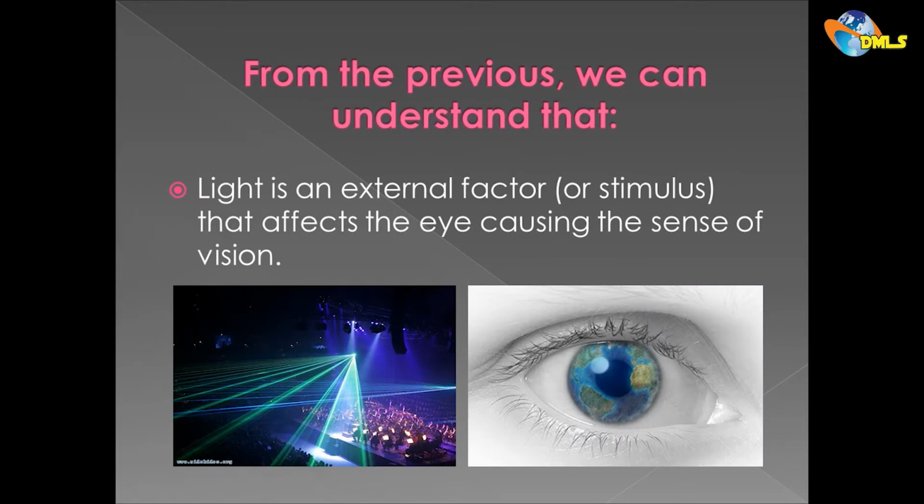From the previous, we can understand that light is an external factor or stimulus that affects the eyes, causing the sense of vision. When light falls on an object, this light is reflected to our eyes, then we can see the object clearly.